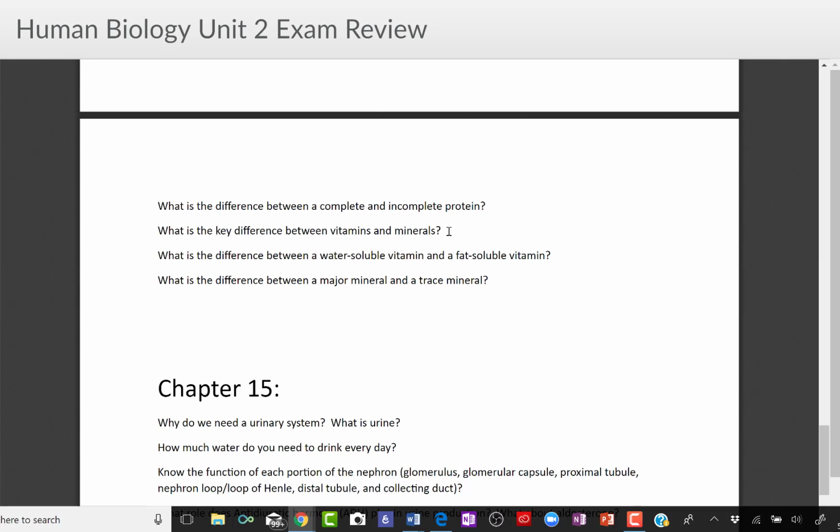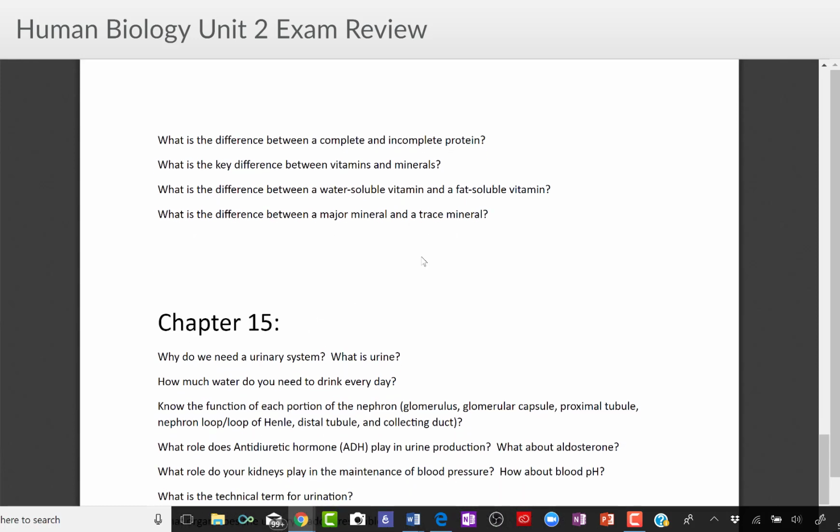Let me give you an example, like Brazil nuts. Brazil nuts are famous for how much selenium they have, but only if they're actually grown in Brazil, because the soil in Brazil is really high. Brazil nuts don't make selenium. They extract it from the soil. So that's another key difference. What's the difference between a water-soluble vitamin and a fat-soluble vitamin?